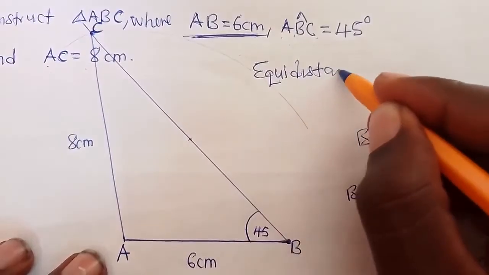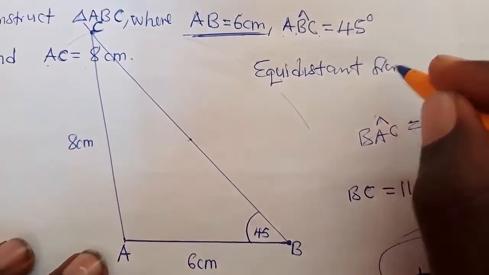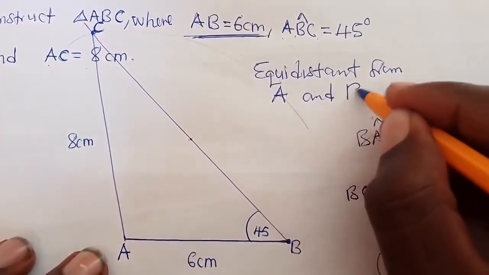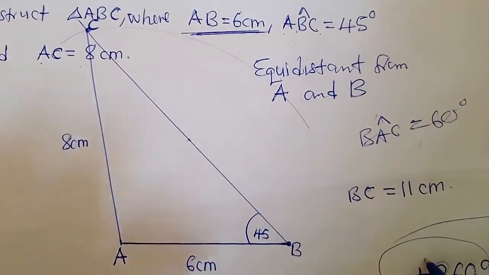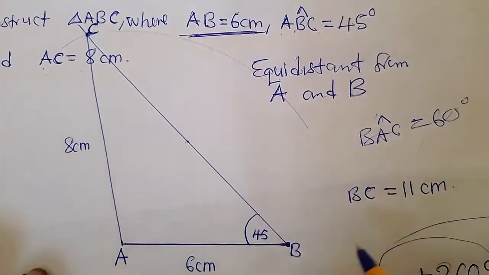So find the locus of points which are equidistant from A and B. The equation comes in this manner. So how can you go about this question? Equidistant from A and B.